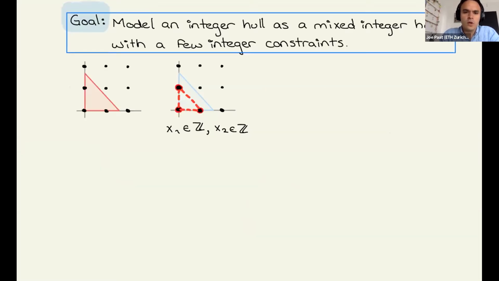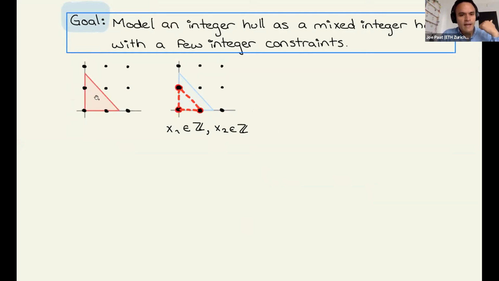So, like I said, this is work with Miri and Robert from Zurich. Okay. So the overall goal of this project was to take an integer hull of the points inside of a polyhedron and model it as a mixed integer hull with as few integer constraints as possible. Okay. So what do I mean by this? Just sort of with a picture to get an idea.